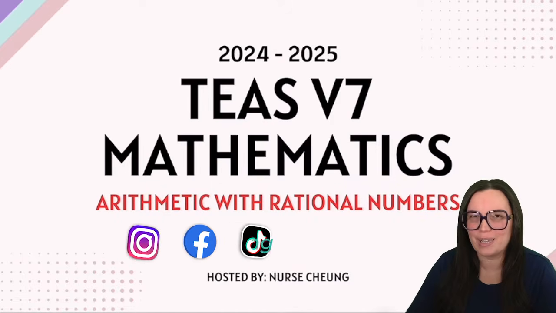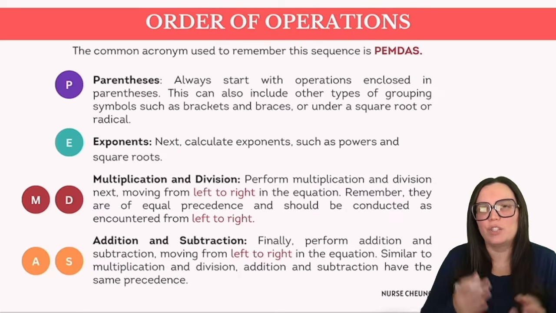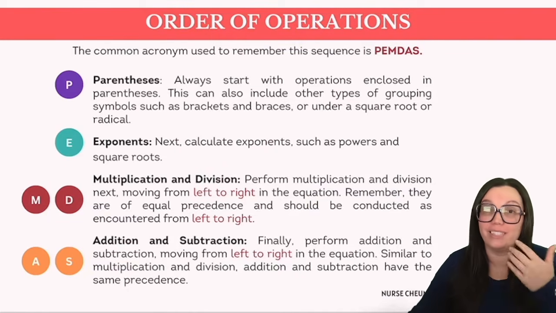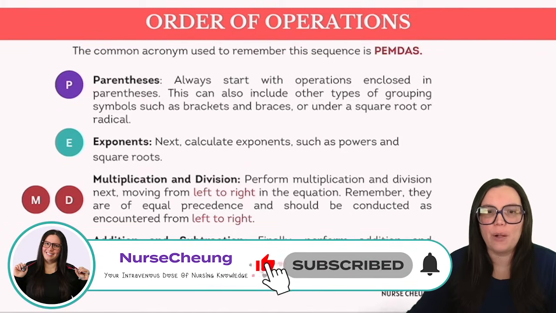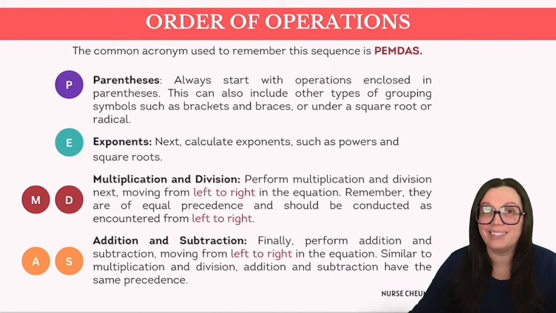Today we're going to be diving back into the math portion of the exam for ATI TEAS, and we're going to be talking about arithmetic with rational numbers. Let's get started. So let's start with order of operations. We all understand how to perform addition, subtraction, multiplication, division, and so on. Now it's time to explore scenarios where these operations are going to be combined and applied simultaneously.